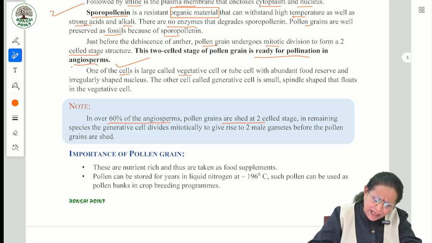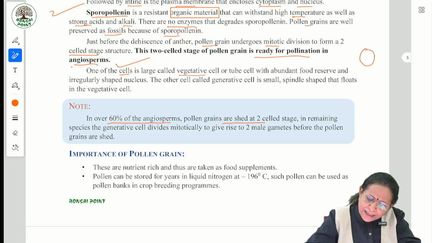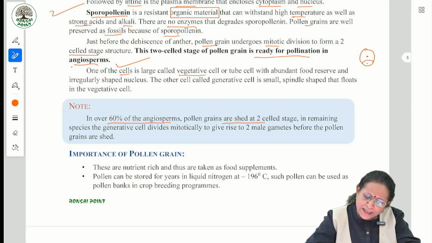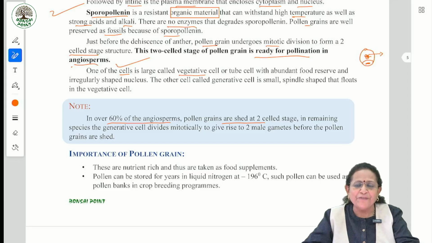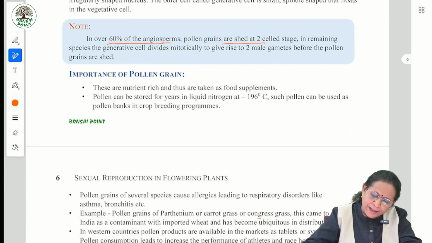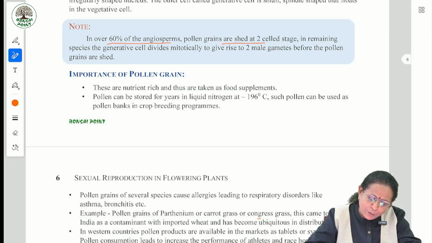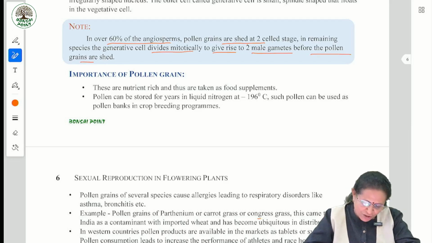One of the cells is a large vegetative cell and the other is a small generative cell. The vegetative cell has abundant food reserve and an irregularly shaped nucleus. The other cell, the generative cell, is small and its nucleus is spindle shaped, and it floats in the vegetative cell. See, in 60% of angiosperms pollen grains are shed at the two-cell stage. In the remaining species, the generative cell divides mitotically to give rise to two male gametes before the pollen grains are shed.